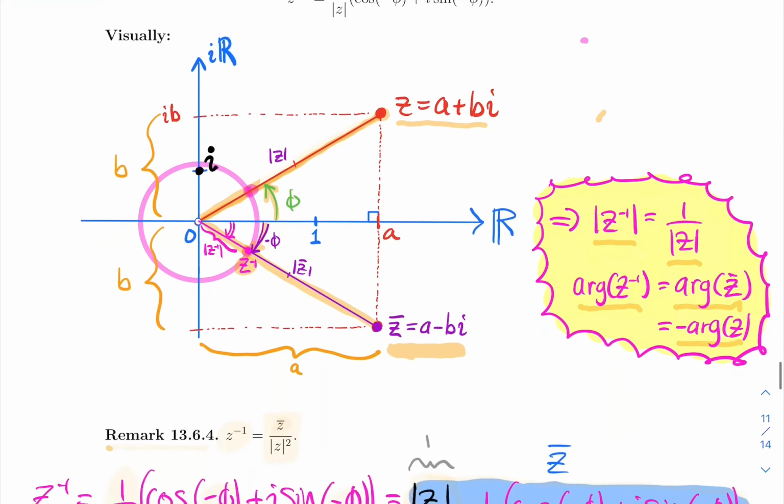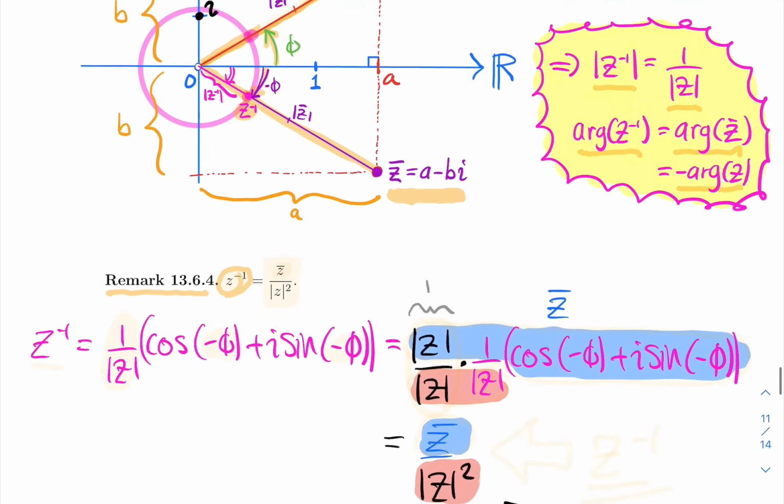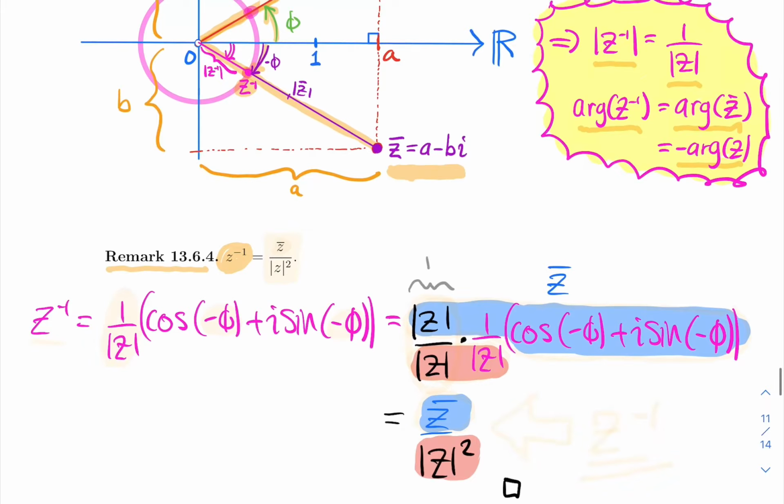And we're doing this with this remark here. The inverse can be computed as z bar over the absolute value of z squared. It looks like a kind of weird formula, but it's very efficient algebraically to do some complex division. If you look at the polar form of z inverse, we know that the distance of the inverse is 1 over the distance of z, and the argument is minus phi.